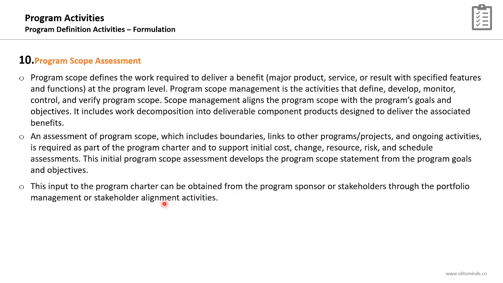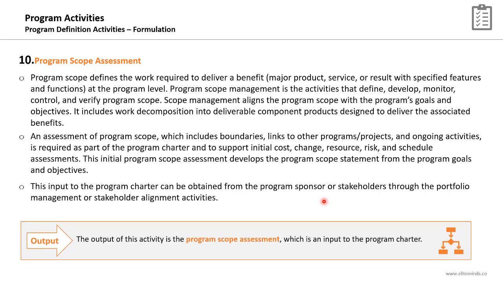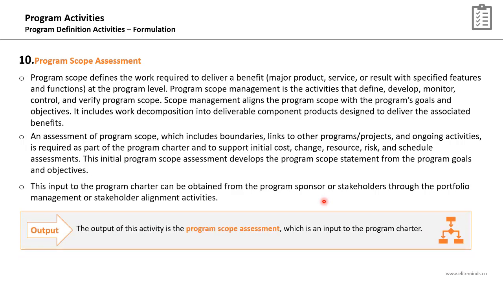This input to the program charter can be obtained from the program sponsor or stakeholders through the portfolio management or stakeholder alignment activities. The key output will be the program scope assessment that will be an input to the program charter. So these are the 10 supporting activities of the program formulation sub-phase. The majority of them were only conducting a high-level or initial assessment for the different program activities. More planning and more efforts will be conducted in the upcoming supporting activities phases.